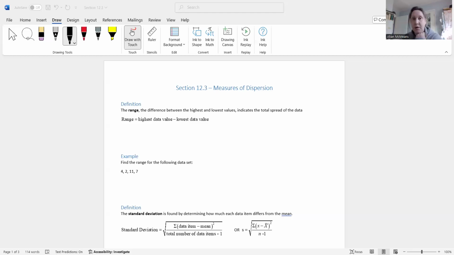Okay, in this video, we're going to talk about measures of dispersion. In the previous section, we talked about measures of central tendency. So we looked at different ways, there were four of them, different calculations for finding the center of a data set. So we had the mean or the average, the median, the mode, and the mid-range. In this section, we're going to talk about dispersion, which is the spread. So how spread out is our data set?